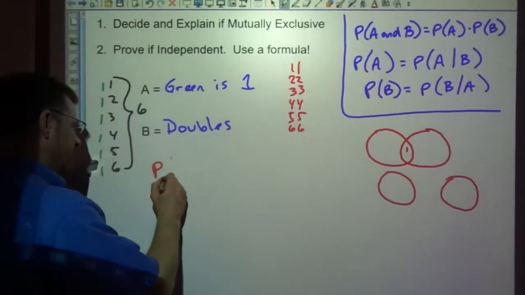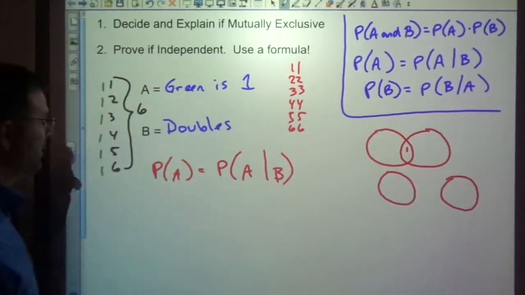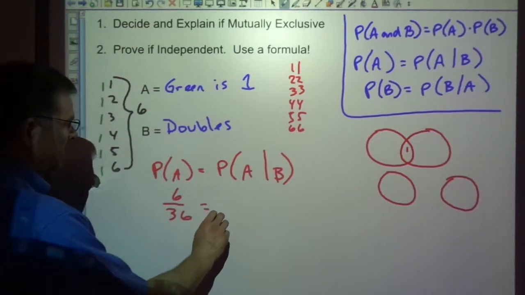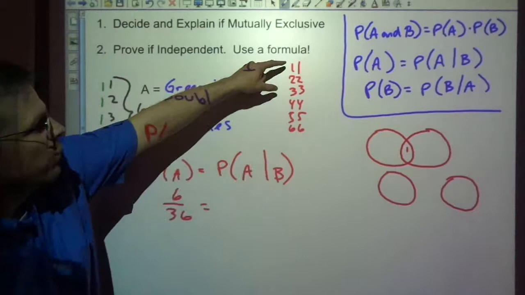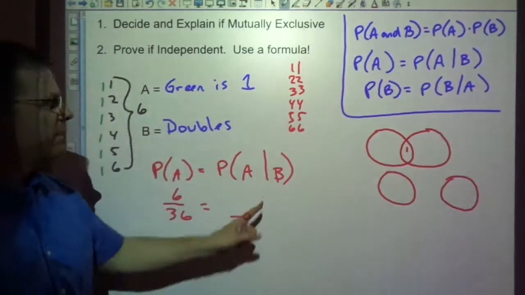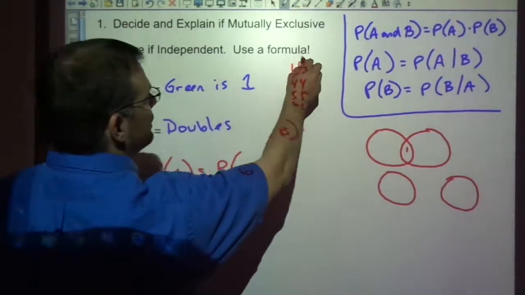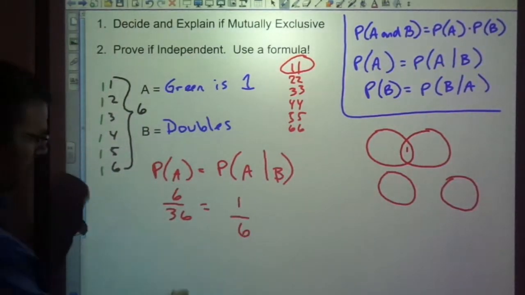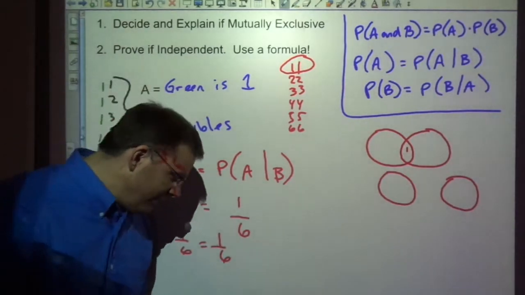For independence, let's try this again. Probability of A, we know is this, is going to be 6 out of 36. Probability of A given B means if B has happened and it's one of these double rolls, there are 6 of those possibilities. What's the probability of the green die being 1? Well, it looks like this is the only roll where the green die is 1. So there is 1/6 chance. So once again, this reduces and it's equal. So they are indeed independent.